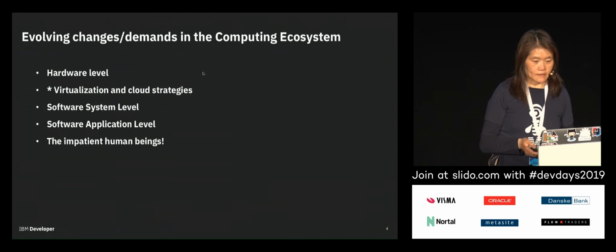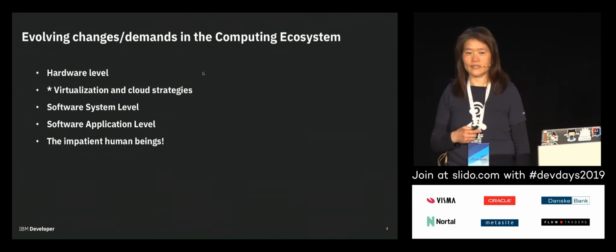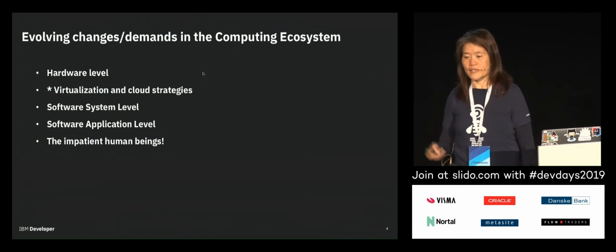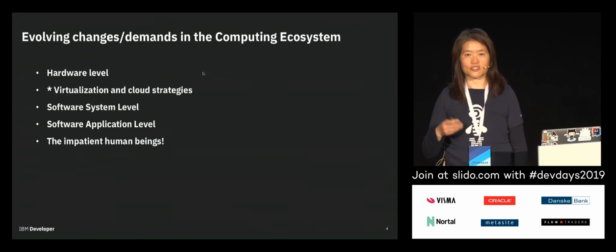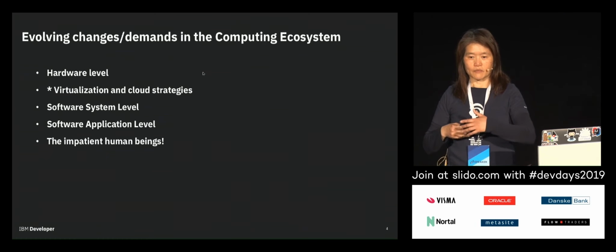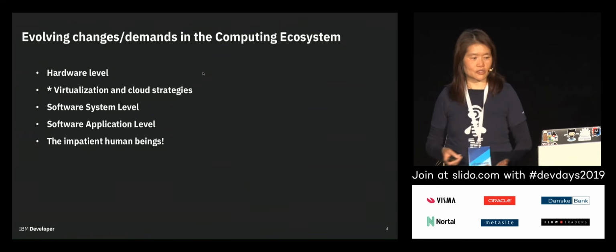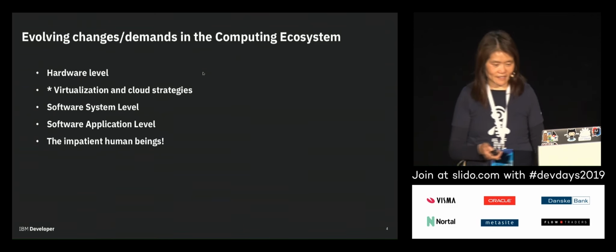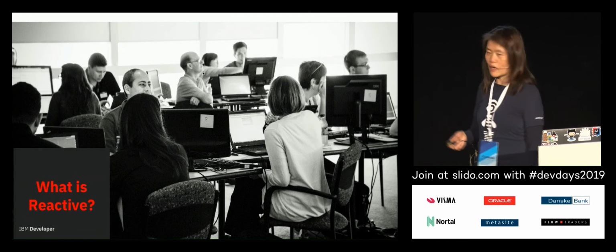And the most important thing of all is that we, as human beings, are really impatient, and reactive programming and systems really address the needs of human beings, with more responsive applications that are able to respond in real time, freeing us up to do something else. So it's really designed for us, the impatient human beings. And now I'll go into talking about what is reactive.